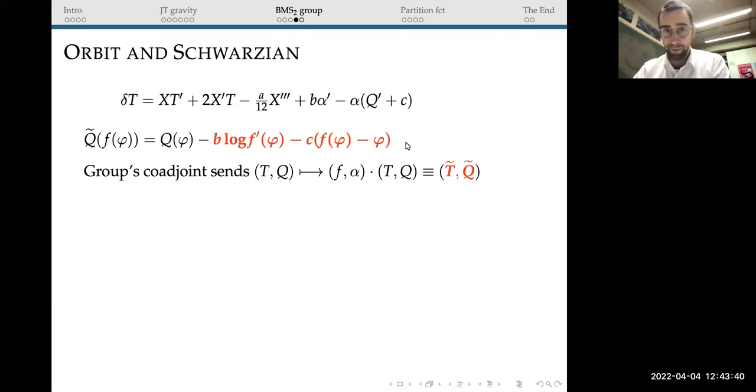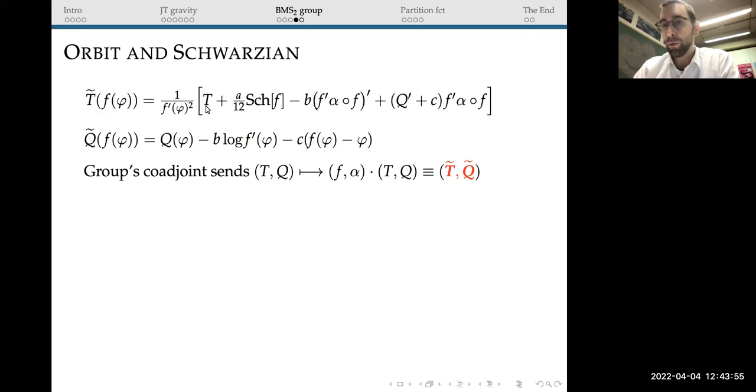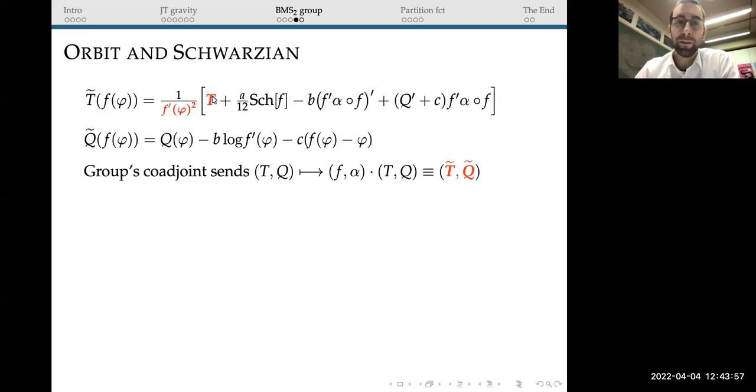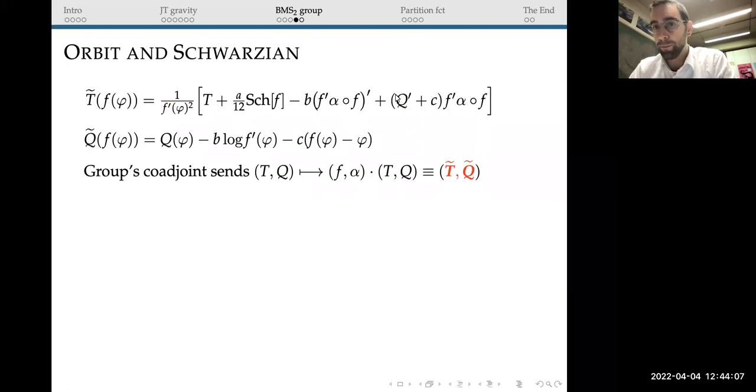So, at least to me, part of the fun of this project was in finding these exotic cocycles appearing in the transformation law. And then for the stress tensor T, you can run a similar game and ask how it transforms, and the result is written here. So in short, you find this term T over F prime squared, which tells you that this has weight two. You find here this orbital angular momentum that I mentioned earlier, and then all the other terms are central terms. So now that we have those finite coadjoint transformation laws, we can start asking questions about orbits.